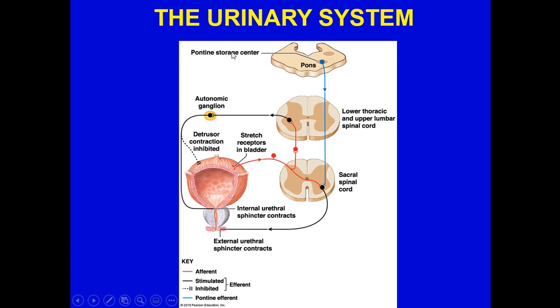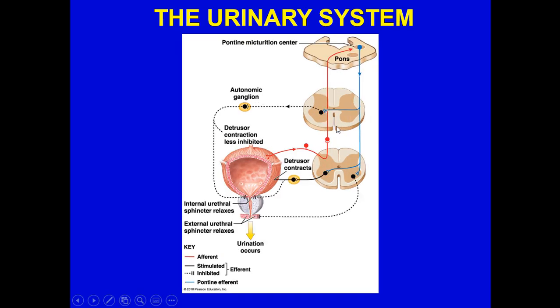Here is the pontine storage center in the pons, which goes down through the spinal cord, which causes the external urethral sphincter to contract. That's going to stop everything. The internal urethral sphincter will also contract, but this is by a different routing system, including the autonomic ganglia, okay? You're going to inhibit contraction of the detrusor muscle. Stretch receptors in the bladder are going to feed this information both through the autonomic reflex here as well as back up to the pons if necessary, okay?